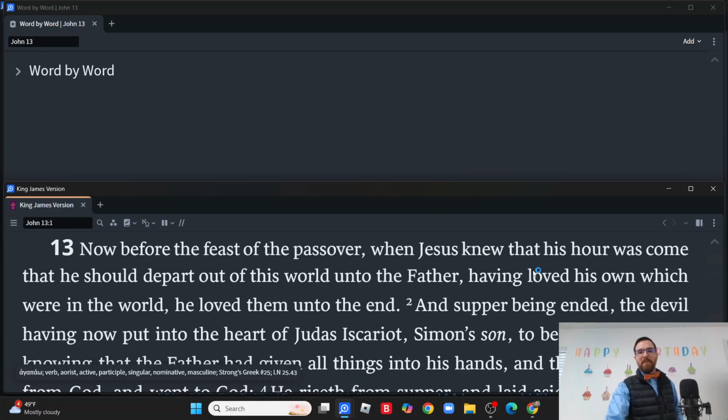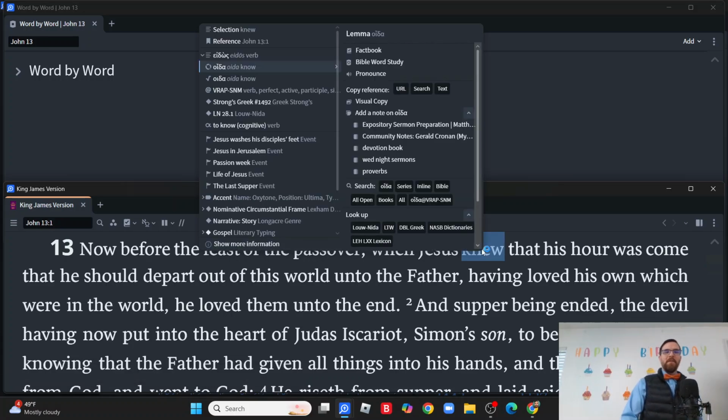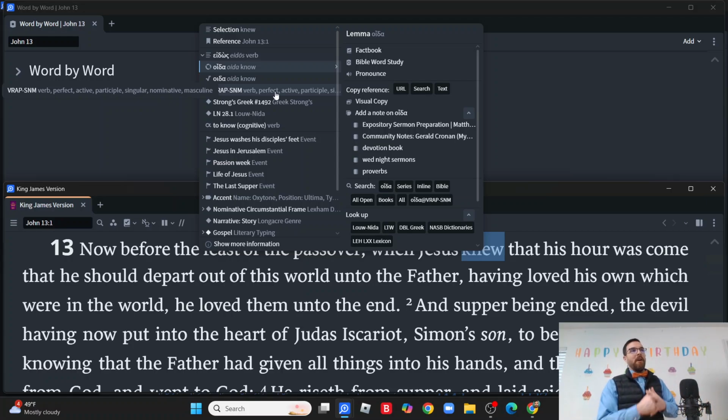All right. Well, good thing I know where the participles are. All right. So Jesus knew. He knew. This is a perfect active participle. So this is like the grammatical tag of the Greek word, like how it's functioning within the sentence. So in Greek, word order is not as important as in English.